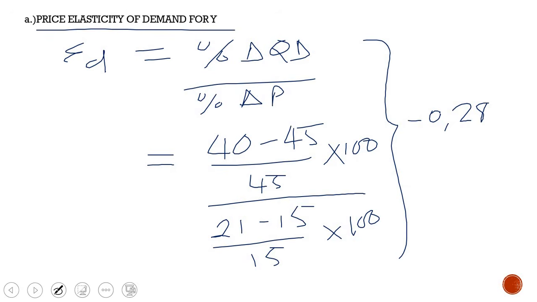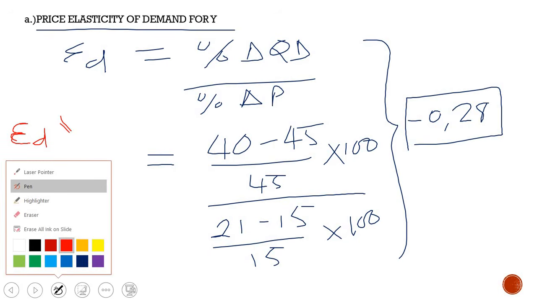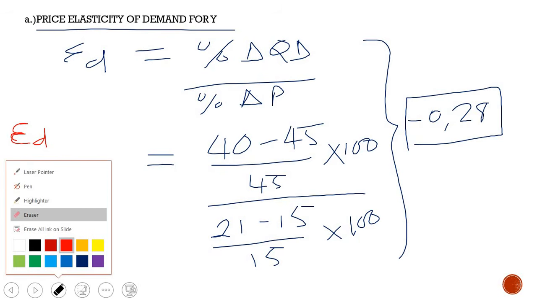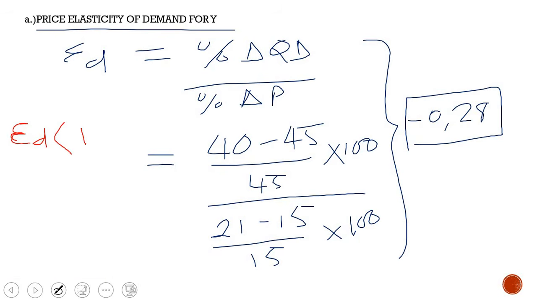Now we need to interpret this answer. We looked at the different elasticities. When you ignore the sign, E of D is less than 1. And when E of D is less than 1, therefore, we have an inelastic demand.